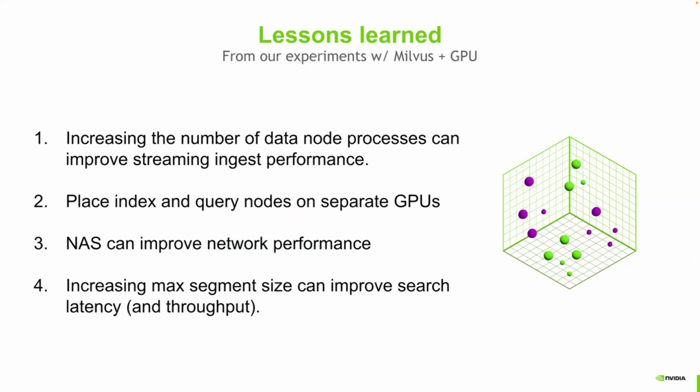We don't have an overwhelming number of people doing Milvus on the GPU today, so we are trying to learn all of this and be more prescriptive. A lot of people are asking us how to do it, right? We ran into some issues trying to place both the index and the query processes on the same GPU. So for now, we're separating them, and it seems like this works out the best. If you have on-prem hardware, this can be a little bit easier to do. If you have cloud hardware, it just takes allocating more instances. The NAS can improve network performance.